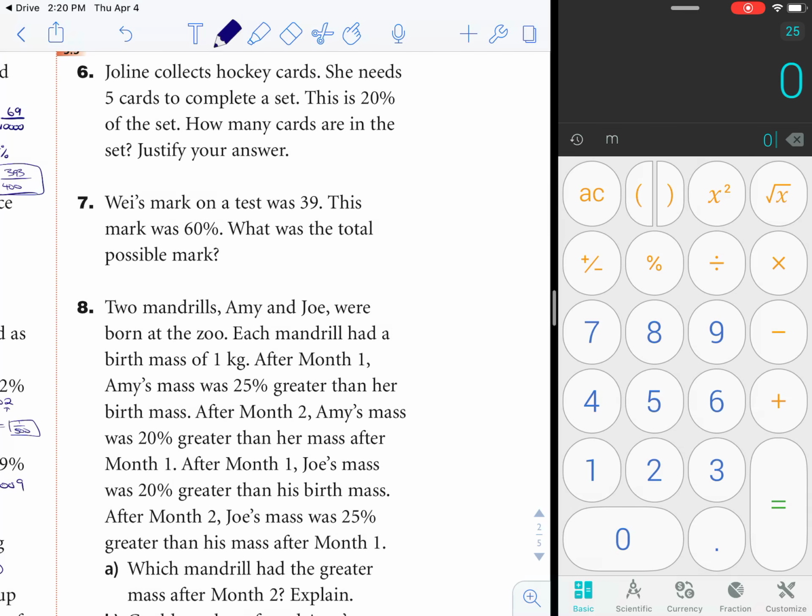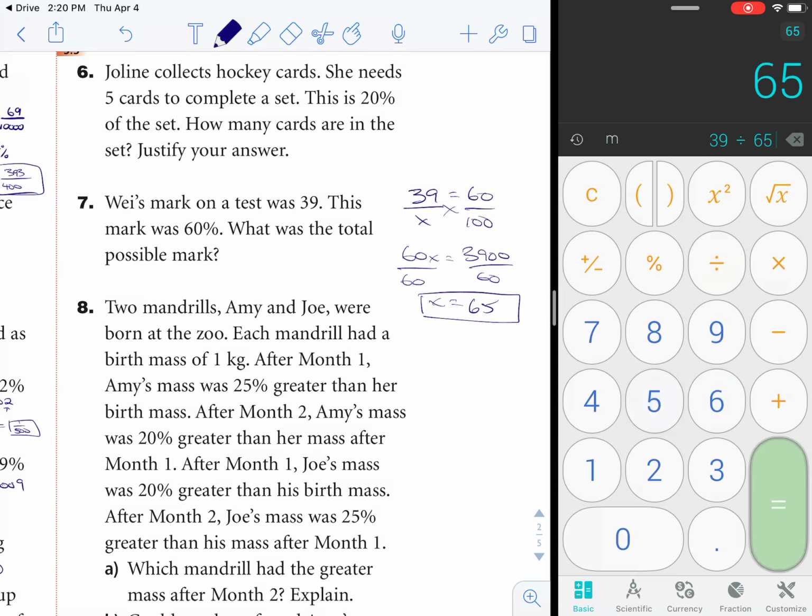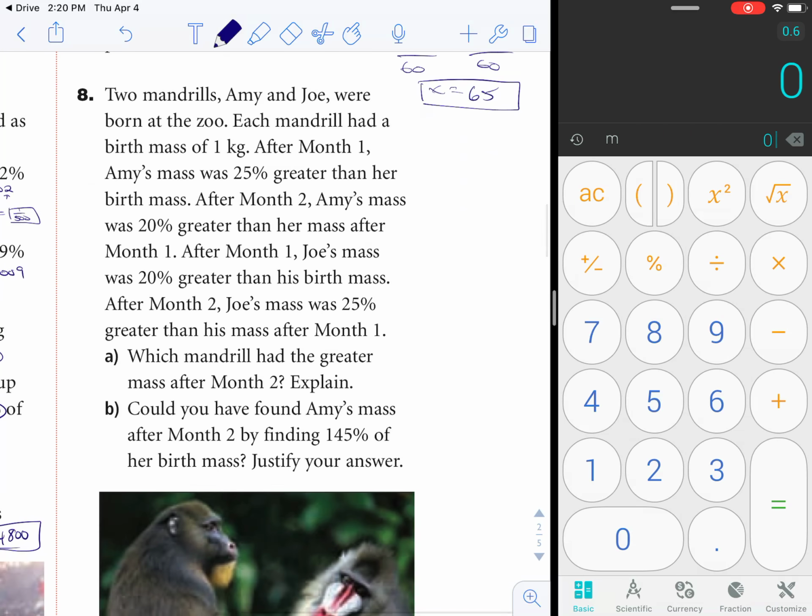Okay, this one I would use a proportion statement. Wade's mark on our test was 39. So 39 is 60%. So how many is 100%? So cross multiply. 60x is equal to 3,900. Divide by 60, and x is equal to 65. And you can check, 39 divided by 65 should give you 60%. There you go.